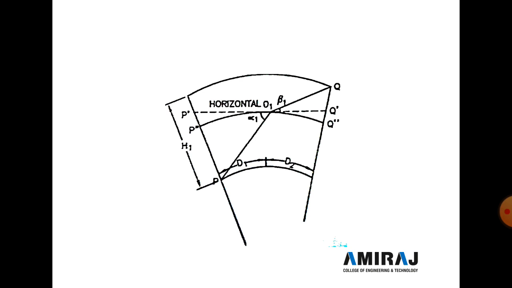Similarly, repeat the procedure for station number 3, station number 4. So here we find the different values of H1, H2, H3, H4 up to n points, and determine the difference in elevation between P and S. H is equal to H1 plus H2 plus H3. So RL of S is equal to RL of P plus H.